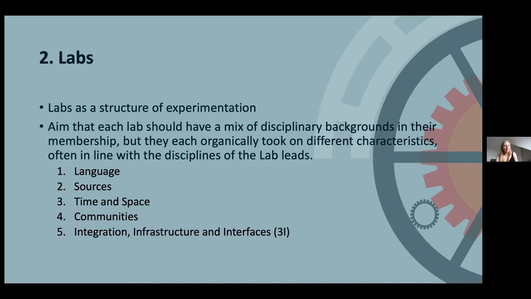The other thing about labs was that we really hoped that by ensuring a mixed membership of each of the labs, we could benefit from our respective disciplinary backgrounds and critique the things that worked for us and those that didn't. And then we also encouraged people to be members of multiple labs in order to prevent this kind of siloing of approaches. So the idea was these are spaces for experimentation, but they're more like interest groups that you could be a member of multiple ones. And so that was how we started the experimental work.